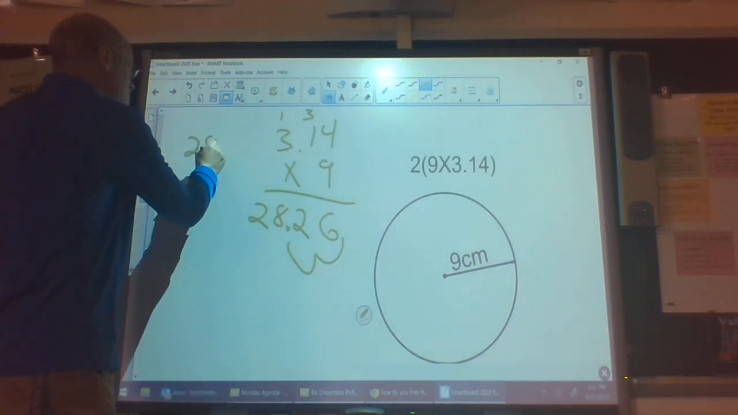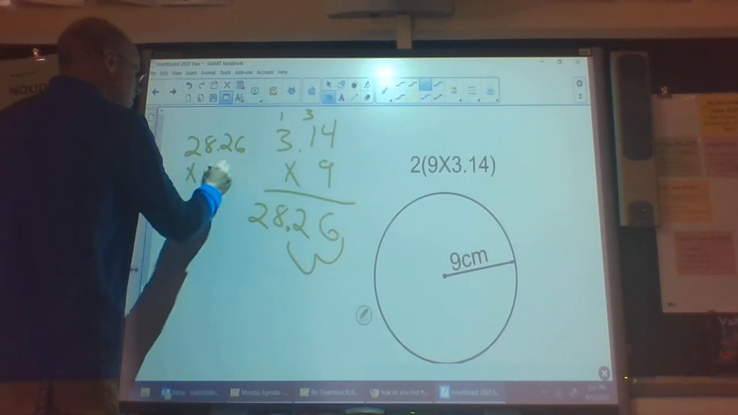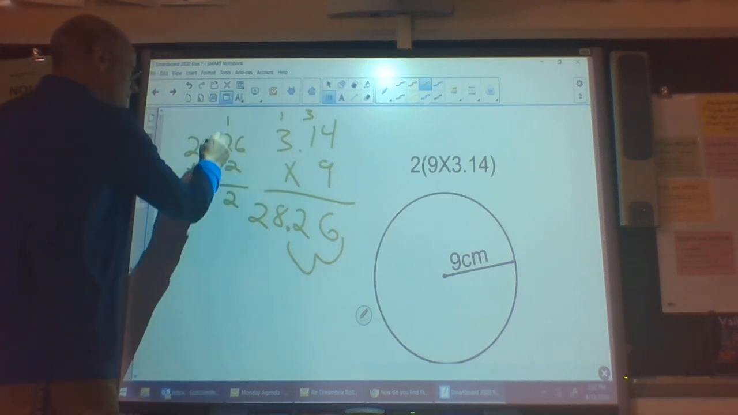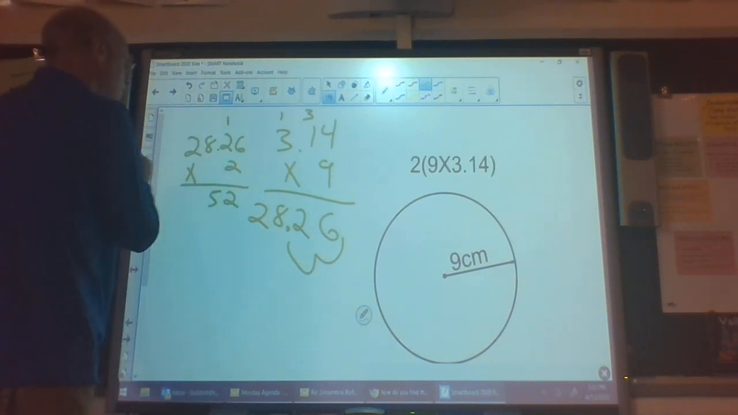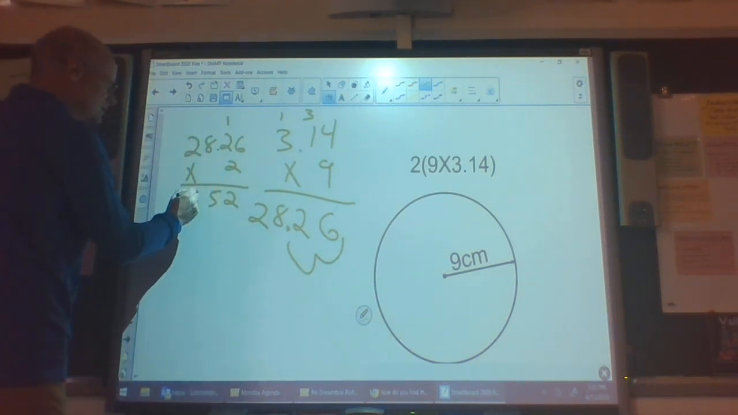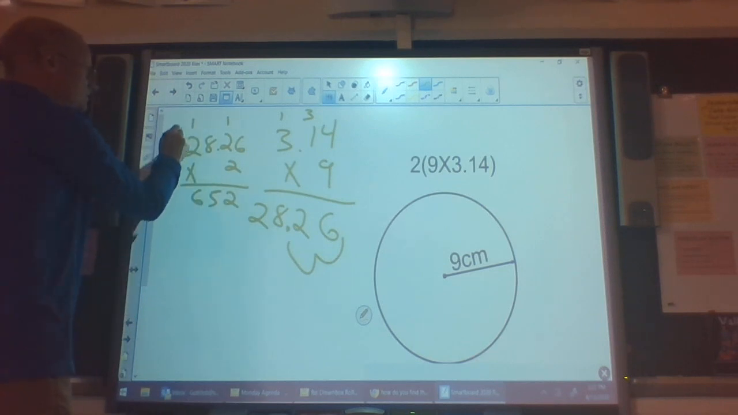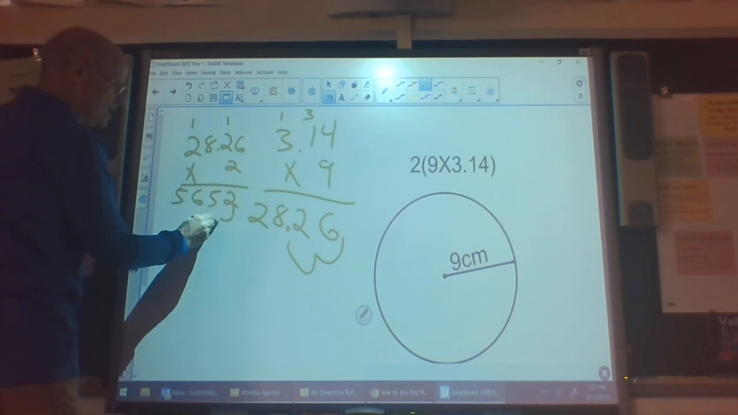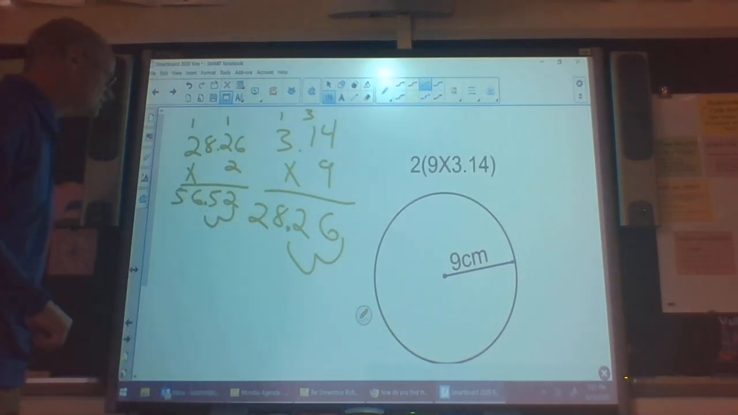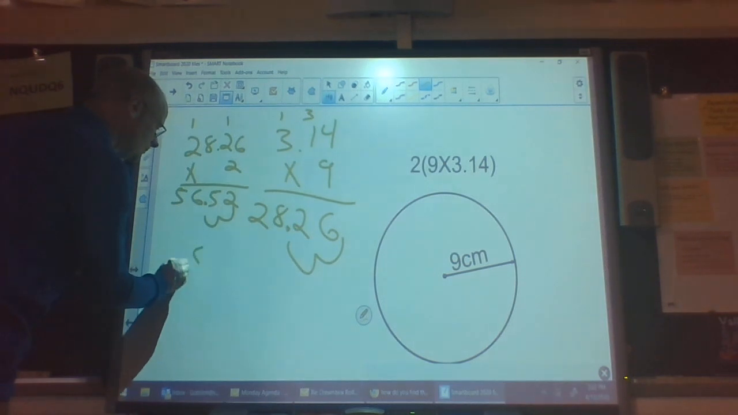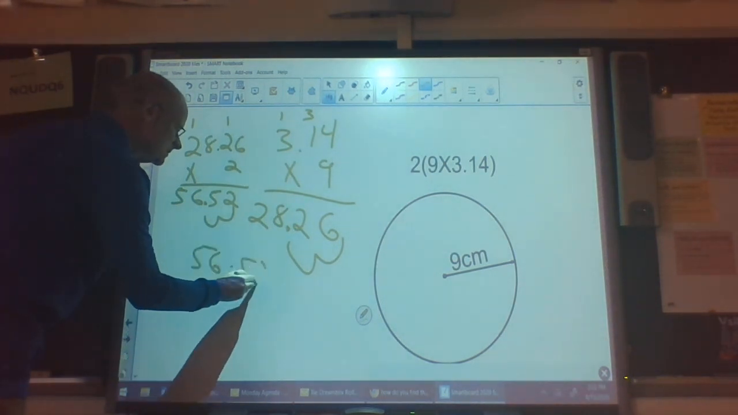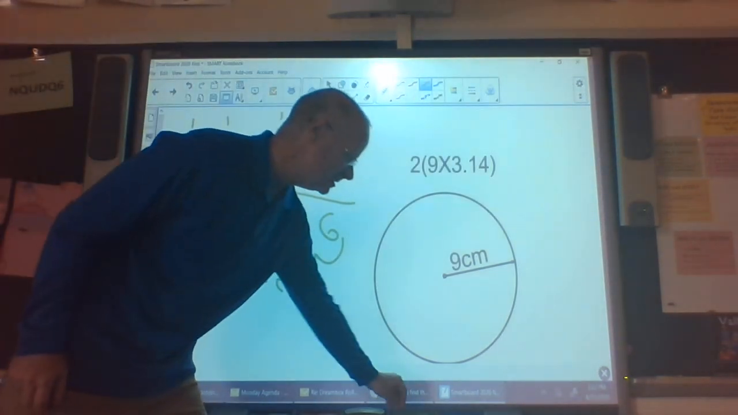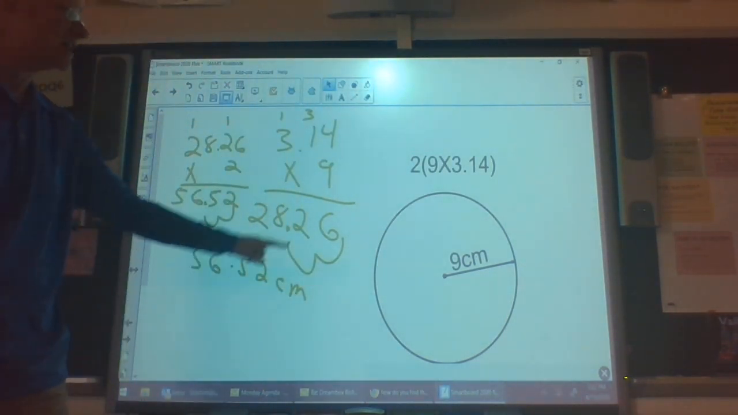So 28.26 times 2, put down 2, carry 1, 4, 5, 2 times 8 is 16, 2 times 2 is 4, plus 1 is 5. Have to move that decimal point 2 spots. So my answer is 56.52 centimeters is the circumference, or the distance around the outside of that circle.